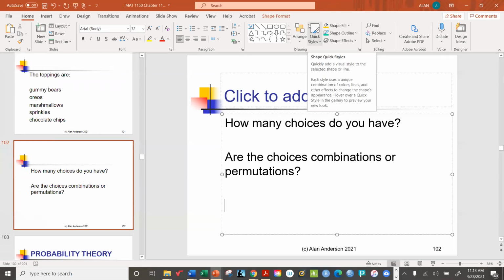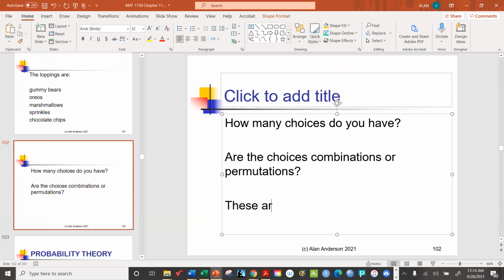I would go with combinations, exactly. That's right. If it was a layering thing where the order does matter, then that would be different. It would be a permutation. But since you're just basically tossing them on top in no particular order, then they're definitely combinations.